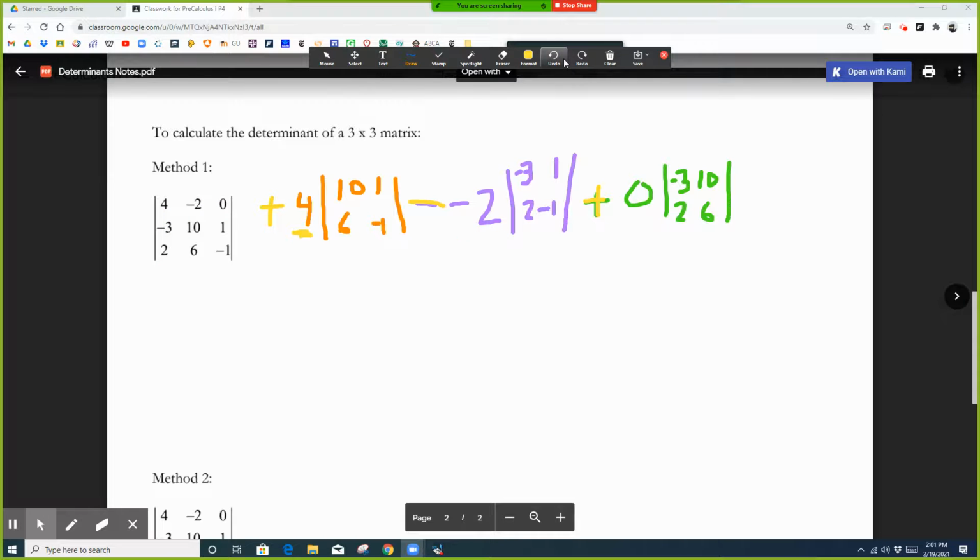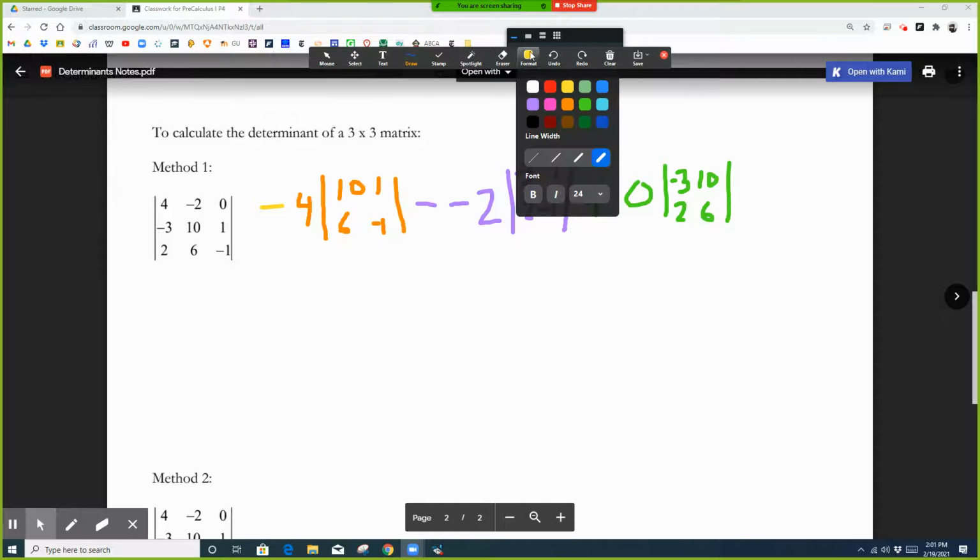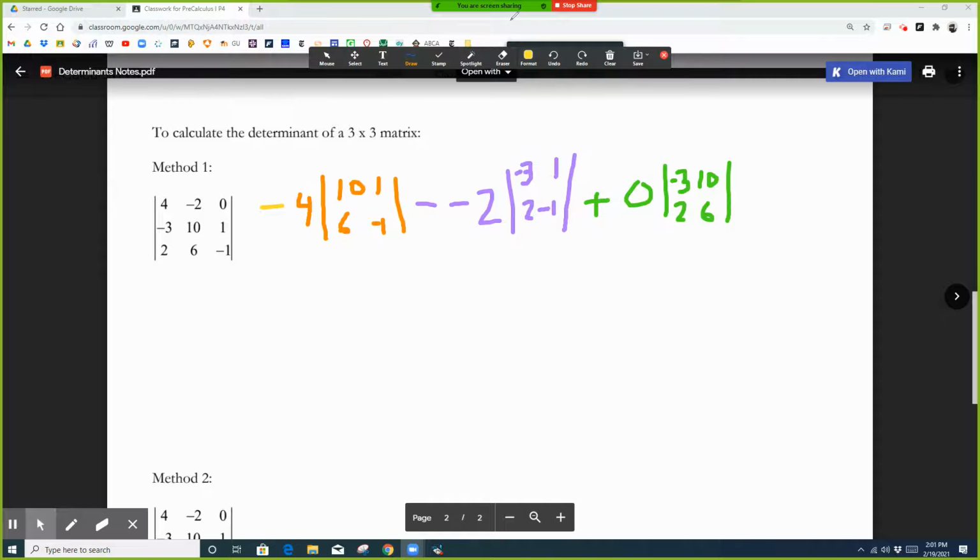All right, so now we're going to evaluate. So we'll do 4 times, is that a negative? Why is that? Oh, okay. 4 times, so 10 times negative 1 is negative 10, minus 6. All right, so that's going to be 4 times negative 16. So that's going to be negative 64.